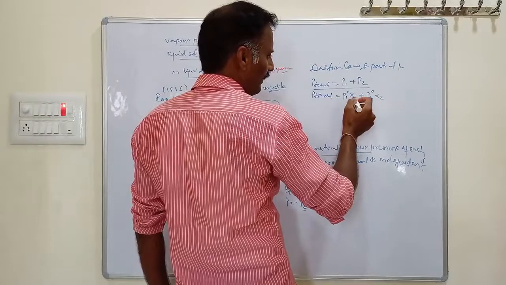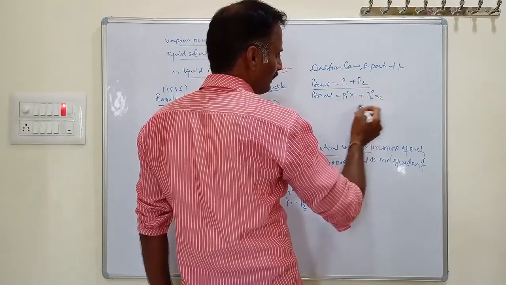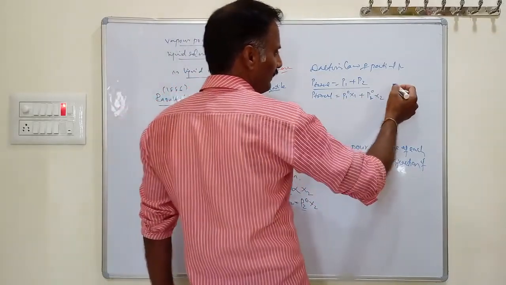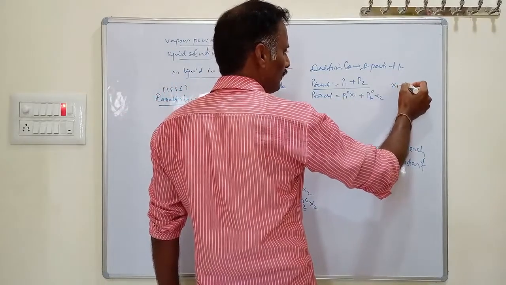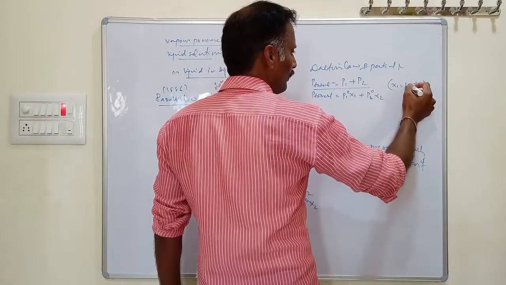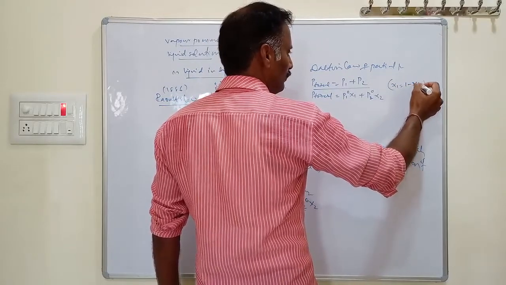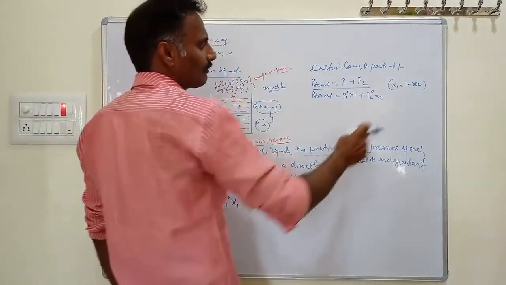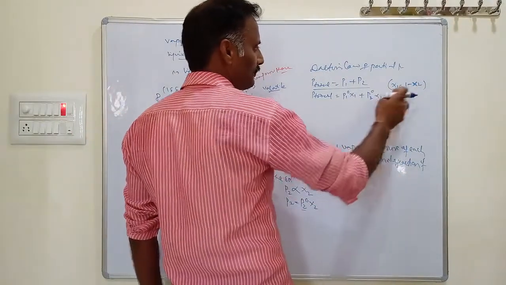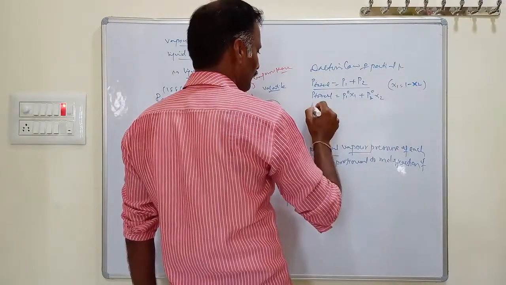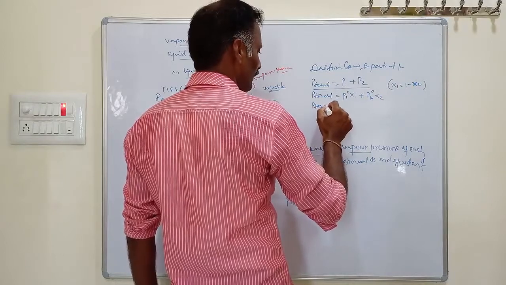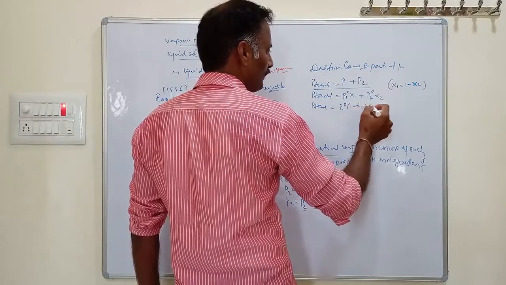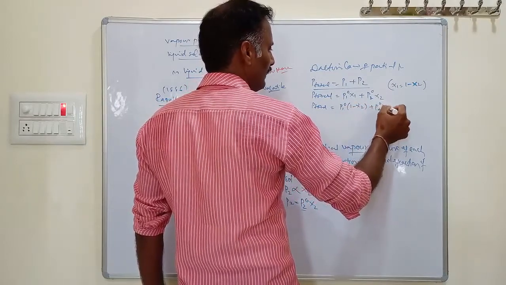By knowing P1 naught X1 and P2 naught X2, and X1 and X2, you are calculating P total. Then you know that for the mole fraction of binary solutions, that is, of any two components, X1 is equal to 1 minus X2. Then substitute this in this expression. Here you will get P total is equal to P1 naught times (1 minus X2) plus P2 naught X2.